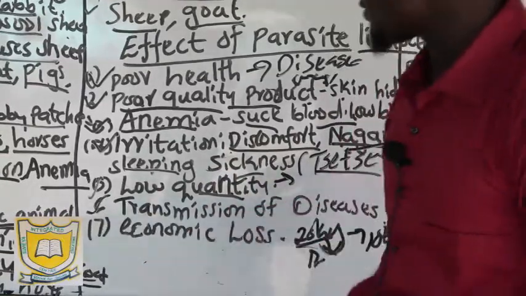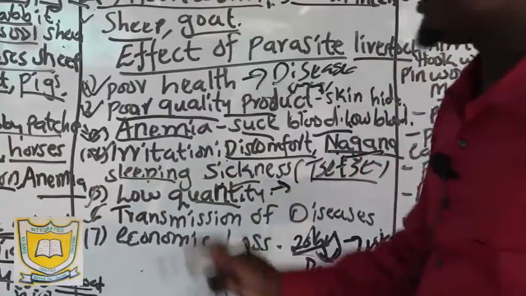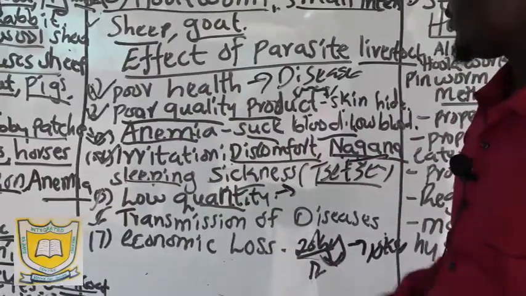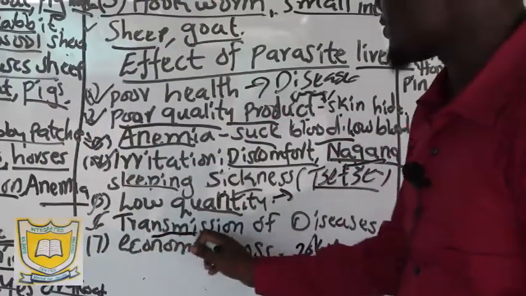Then also we have transmission of diseases. Transmission of diseases, I've already discussed it, where the best example was ticks, where it sucks blood of one animal and moves to another one, also causing that transmission of diseases.